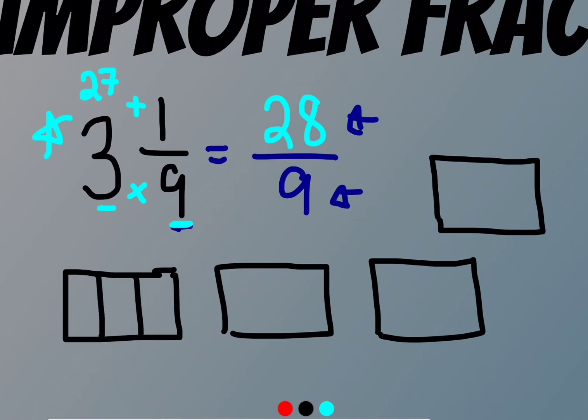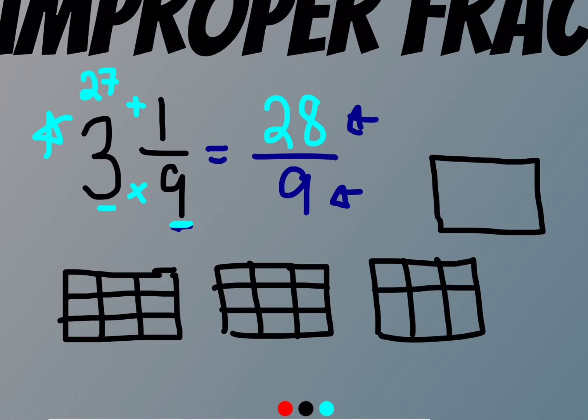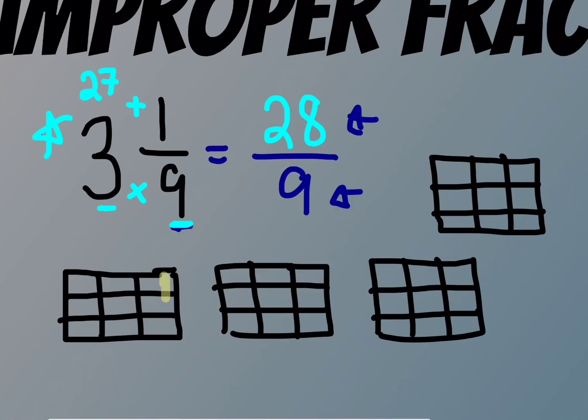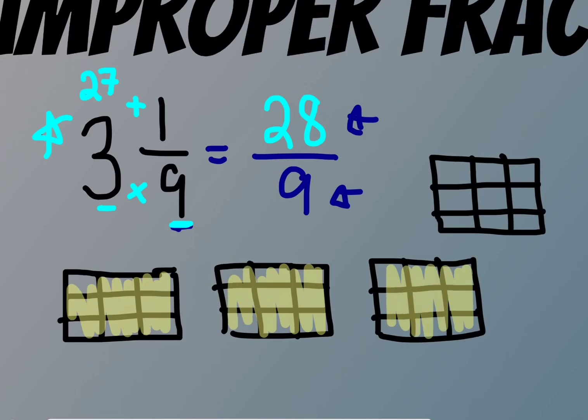1, 2, 3, up to 9, in each visual. I'm going to shade in. I'll do this in a highlighter so it's a little bit quicker. I'm going to shade in 3 wholes. 1, 2, 3. And I'm going to shade in one of my last ones.